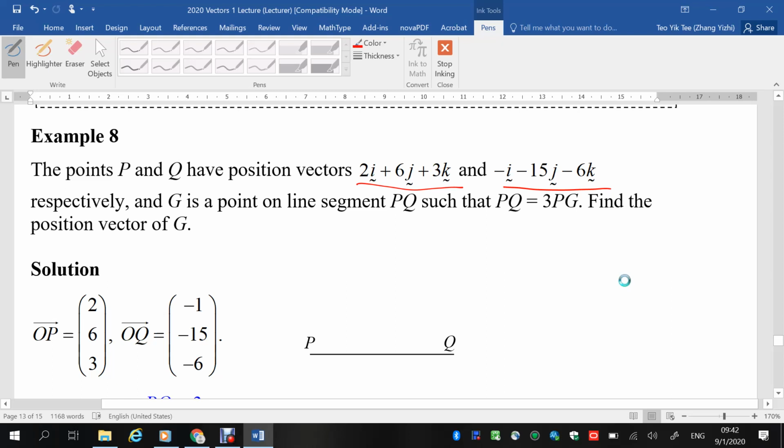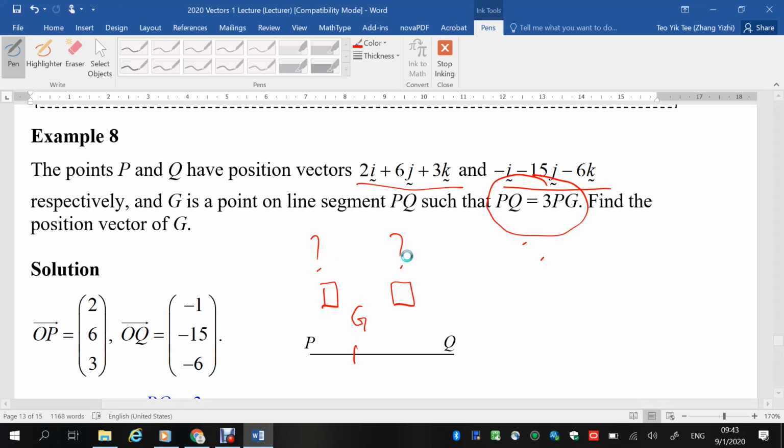Okay, so I want you to try doing this for me now. Can you read the question? G is on the line segment. So G must be here. And can you give me the number breakdown? What is this number? What is this number? Based on this condition, PQ is equal to 3 times PG. So what is this number and what is this number? What's the ratio? Try. If you can do this, good. If you cannot, good luck.